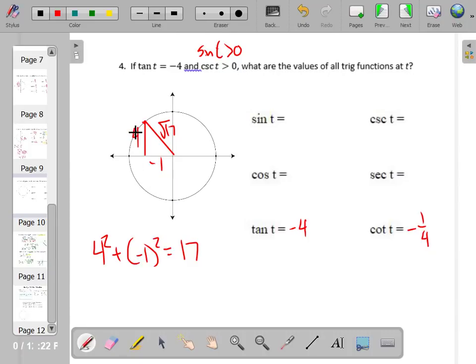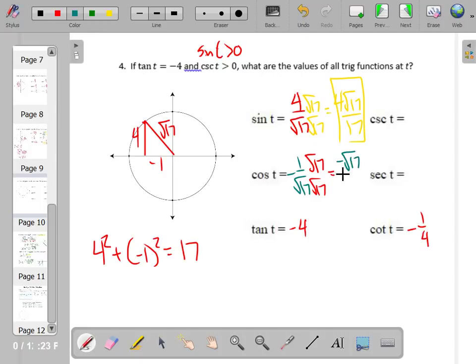So now I have the hypotenuse is radical 17, so I can find sine: opposite over hypotenuse is 4 over radical 17. That ain't going to work, so rationalize it, and you get 4 radical 17 over 17. Cosine, -1 over radical 17, rationalize it, and you get negative radical 17 over 17. This one's a lot messier.